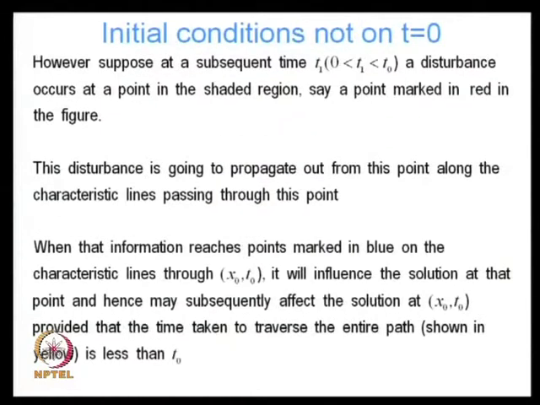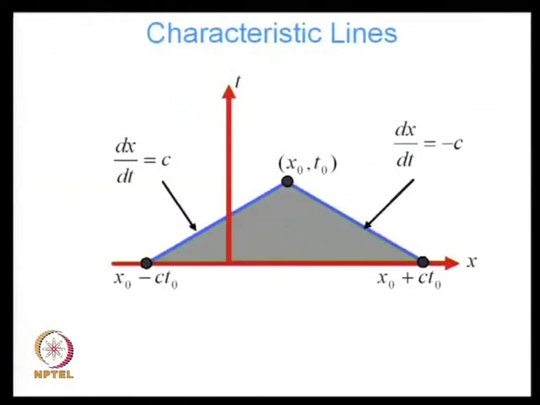So, the solution here depends on the initial conditions, but only on a part of the initial conditions. The solution here does not depend on the initial conditions here, it cannot depend on them. The solution here cannot depend on the initial conditions beyond x 0 plus c t 0. It cannot depend on the initial conditions less than x 0 minus c t 0. So, this is the domain of dependence on the initial conditions.